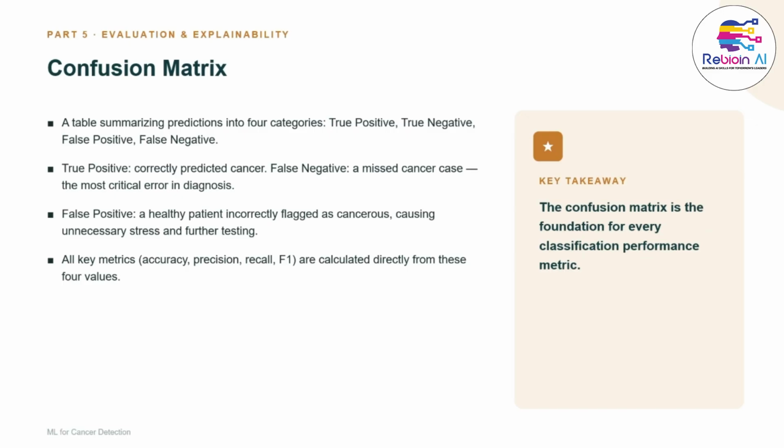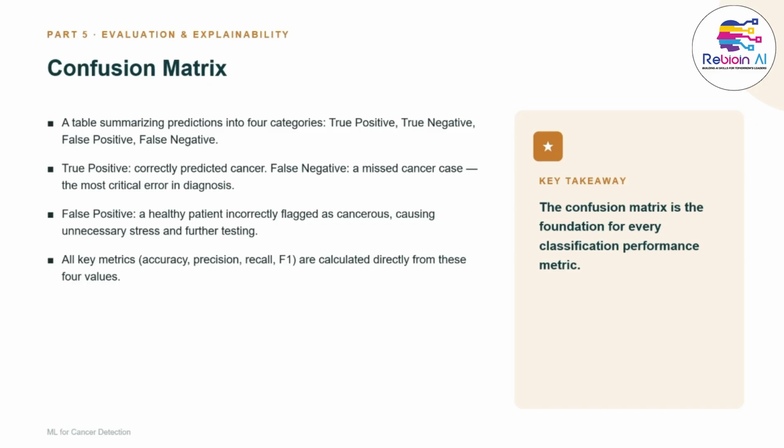The confusion matrix is the simple table that those metrics are actually calculated from. It has four cells. A true positive is when the model correctly predicts cancer and the patient has cancer. A true negative is when the model correctly predicts healthy and the patient is healthy.